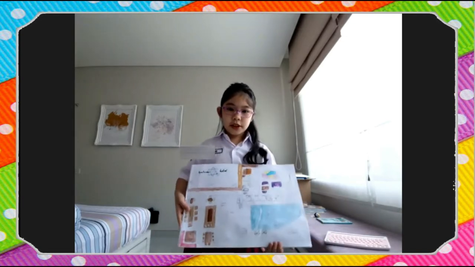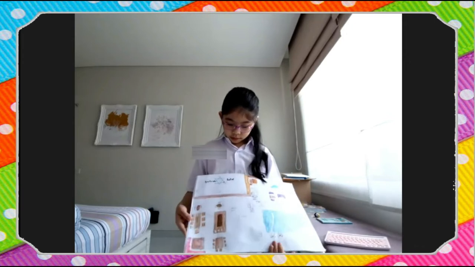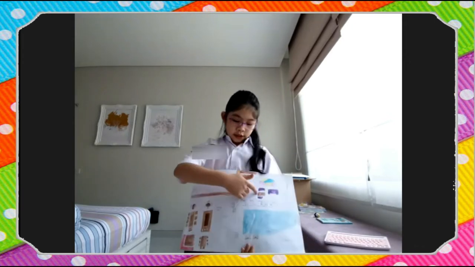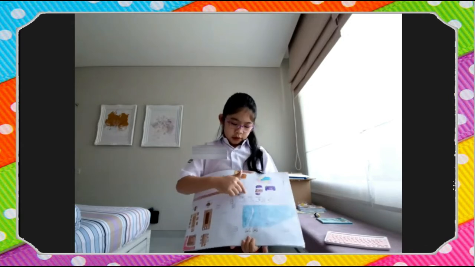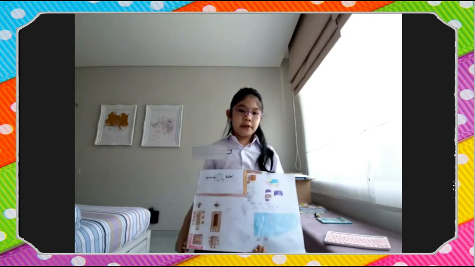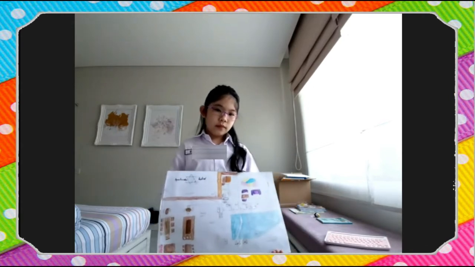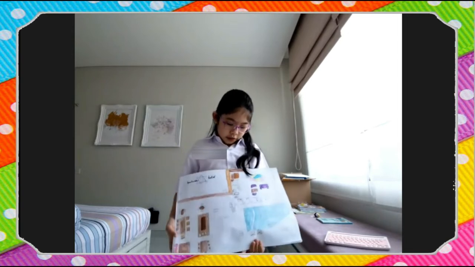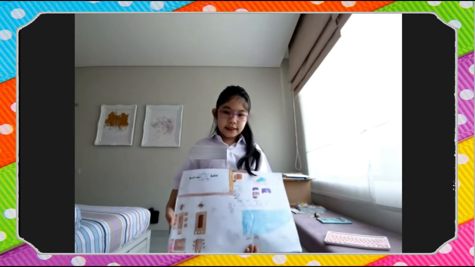In the hotel, there must be some rooms. There will be a reception, a restaurant, and a pool at the top floor. In one room, there will be a bathroom, a kid's bedroom, and a master bedroom. My favorite room is the kid's bedroom because it is the cutest above all and it is just the way I like it.